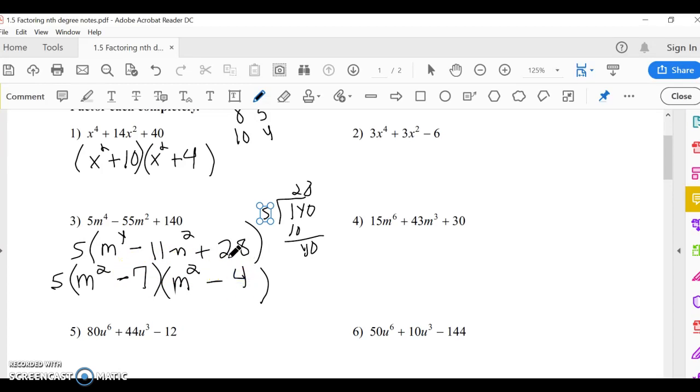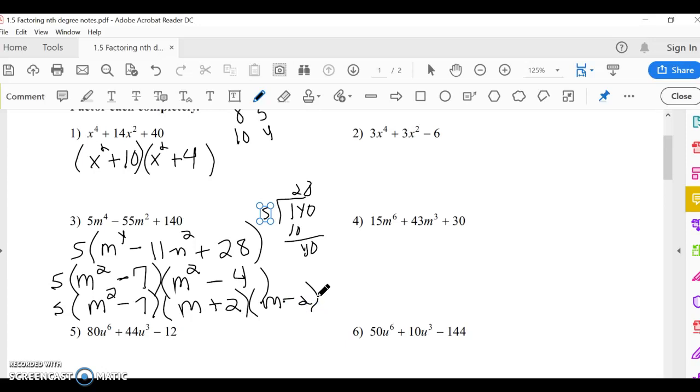All right, let's keep going. Notice something else. Remember, we want to completely factor. While m squared minus 7 does not factor, from last year's Algebra 2 class, you would recognize that m squared minus 4 factors into the difference of two squares. So when they have the difference of two squares, m squared minus 4, it factors into m plus 2, m minus 2.